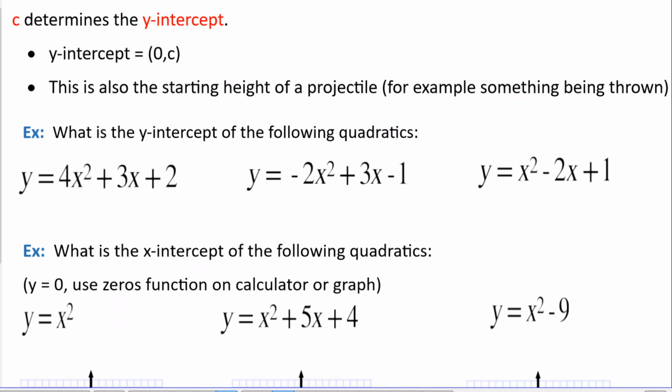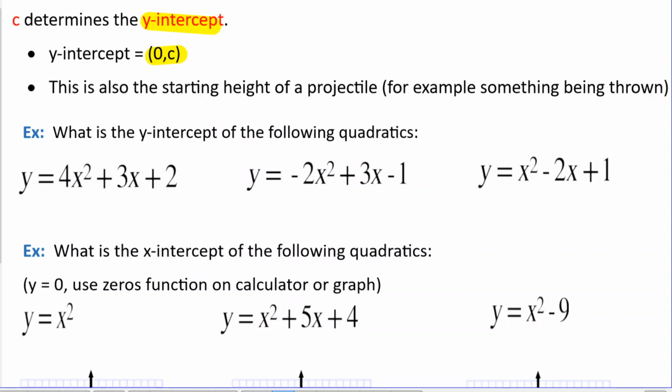So now that we've talked about what A does, let's skip over B for a minute. Let's talk about what C does. So C tells us the Y-intercept. The C value is going to help us figure out where our graph hits the Y-axis. The coordinate of our Y-intercept is always 0 and then C.